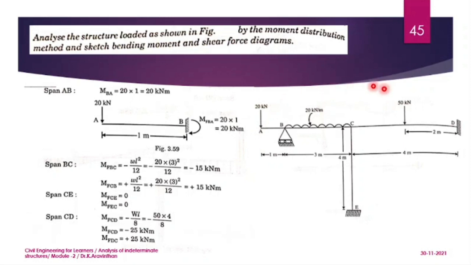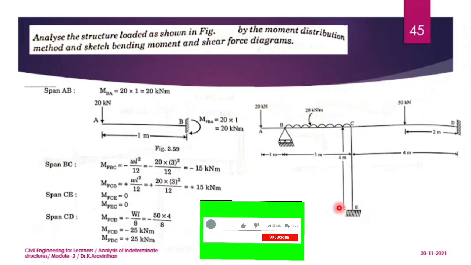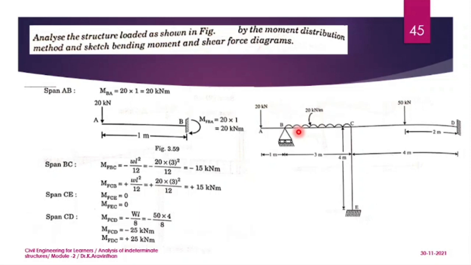This is a typical frame. You have to analyze it by using moment distribution method and draw the shear force and bending moment diagram. The steps and concept remain the same. First you have to take each and every span. So you have span A and B. This is like a cantilever, so you should assume it as a cantilever beam, and it is assumed here.